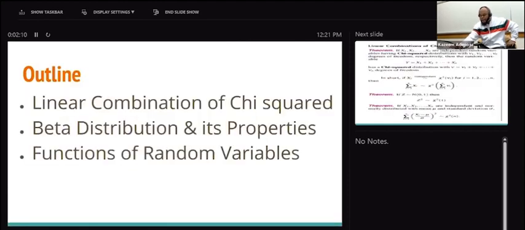If you look at the outline, I'm going to talk about linear combination of chi-squared. I'm going to talk about the beta distribution and its property, because the beta distribution that we started the other time is also formed from the ratio of two independent gamma. So it is more or less a function of a random variable. Then I'm going to talk about the functions of random variable in general.